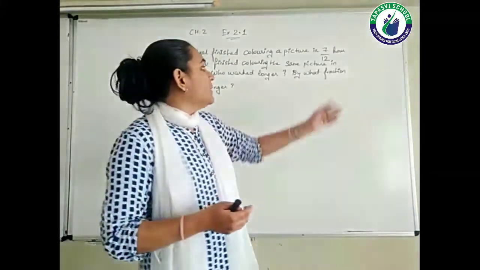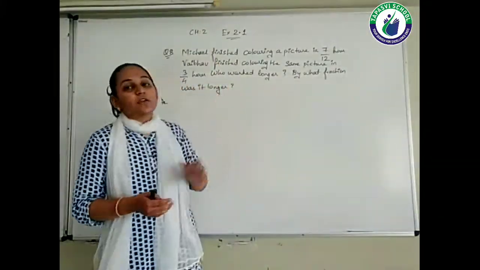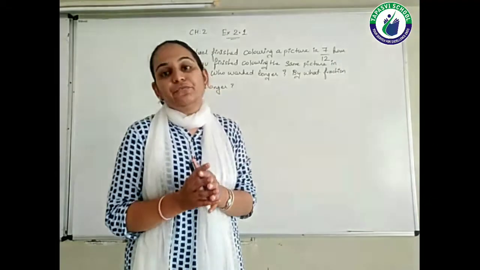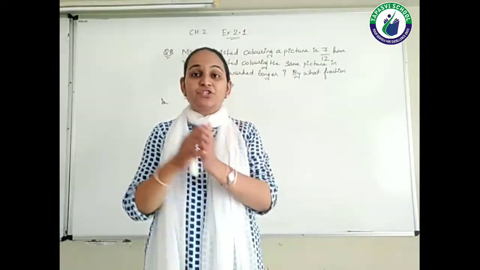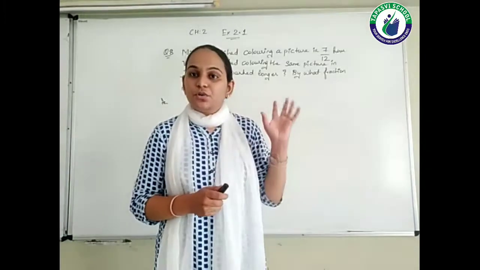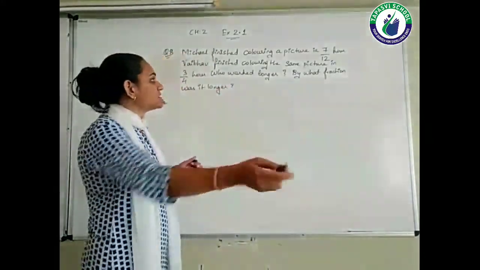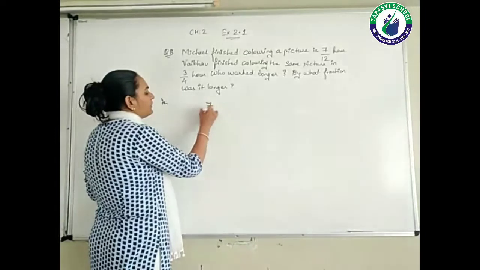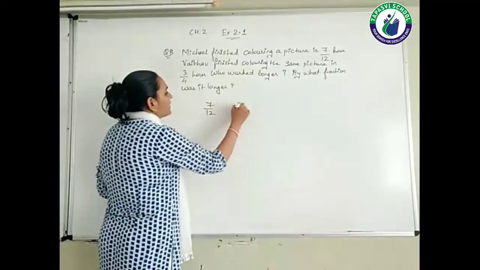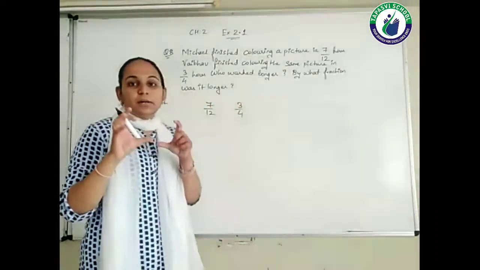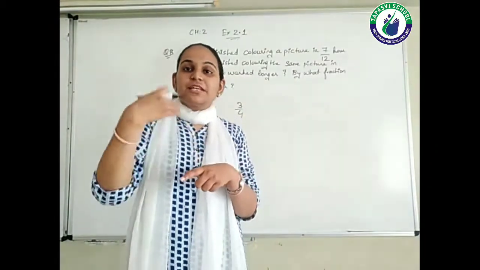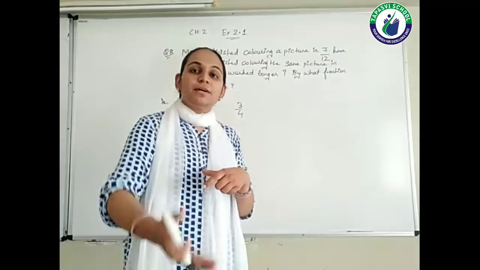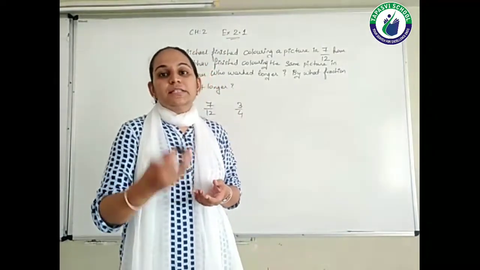Next one is by what fraction was it longer? That means we have to find the difference of it. Then we can answer by what fraction it is longer. So let's see the calculations here, students. First of all, we have to compare 7 by 12 and 3 by 4. Which particular fraction is greater? The fraction which is greater, that particular person has taken more time, right?